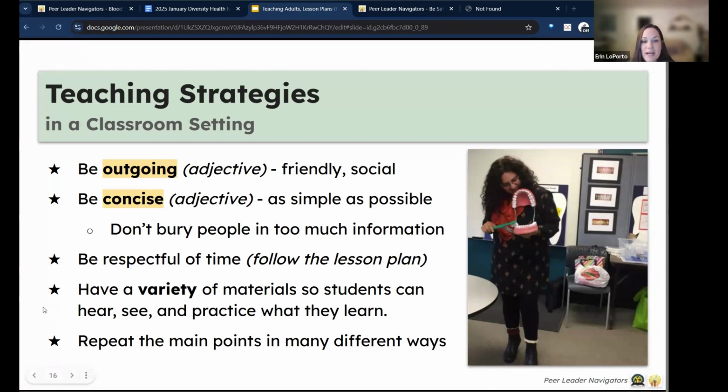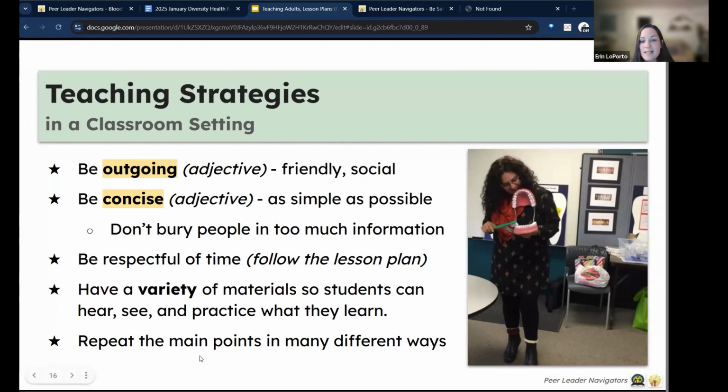And then have a variety of materials so students can hear, see, and practice what they learn. That's because that's how adults learn. They need to be able to engage with the material. Some people might be really visual. Some people really need to kind of touch things like this toothbrushing model, which is really great to help explain to people how they need to brush all around their tooth, all around all their different teeth. So all of those materials help.